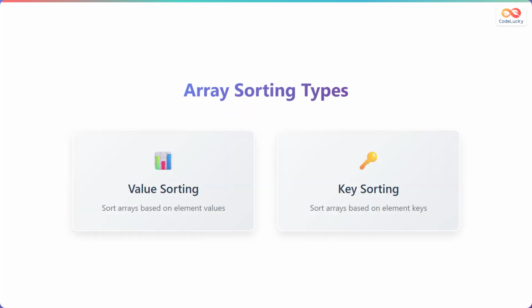In PHP, array sorting can be categorized into two main types: value sorting and key sorting. Value sorting involves rearranging the array elements based on their values. This means the actual data stored in each element determines the new order. On the other hand, key sorting focuses on sorting the array based on the keys associated with each element. Understanding the difference between these two types is crucial for choosing the right sorting function for your specific needs. Let's explore each of these in more detail.